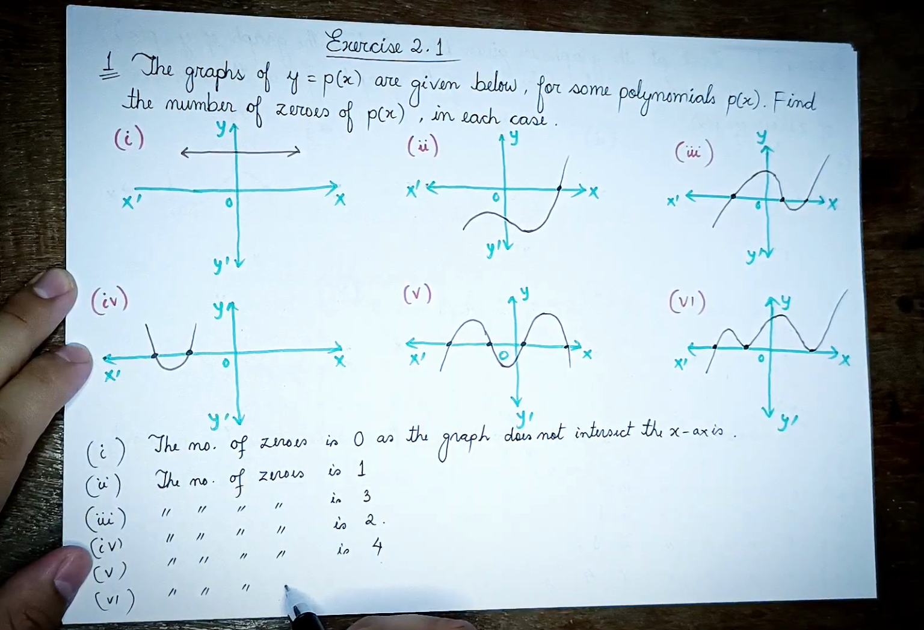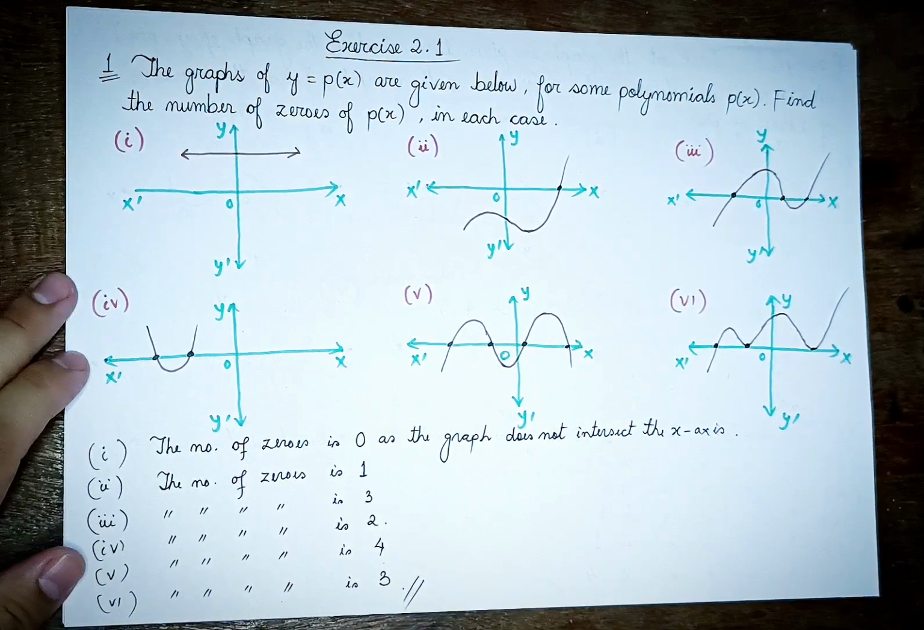The number of zeros is 3. Here we conclude exercise 2.1.